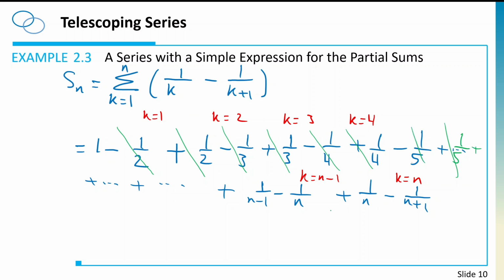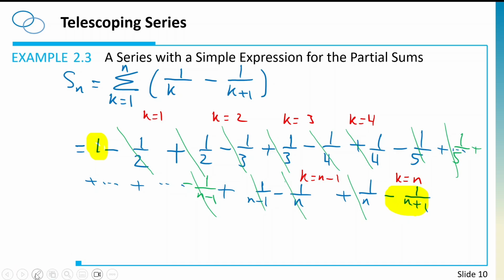At the end, at the tail of this series, what's happening? Minus 1 over n will cancel with 1 over n. The one before, for sure, it was going to be minus 1 over n. It will be cancelled. So what will be left in this case? Only the first and the last.